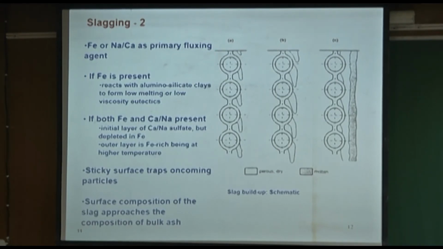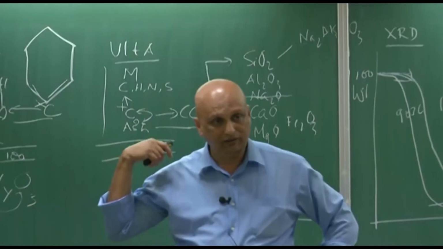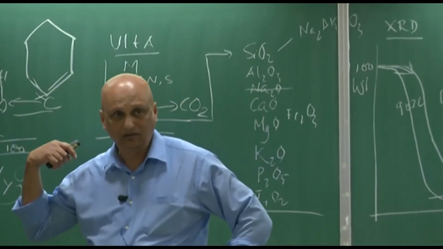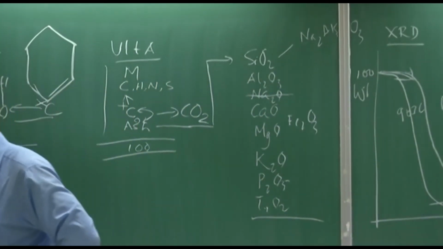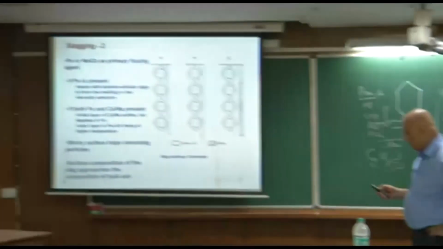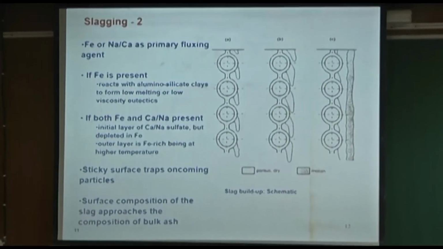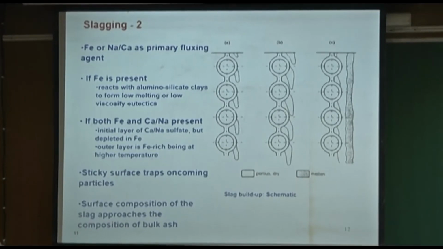This slagging is also affected by the concentration of iron or sodium and calcium in the ash. So knowing this, the knowledge of the ash composition is very, very important for the boiler designers. They can easily make their first impression. If only iron is present, then it reacts with the aluminosilicate to form low melting or low viscosity eutectics.